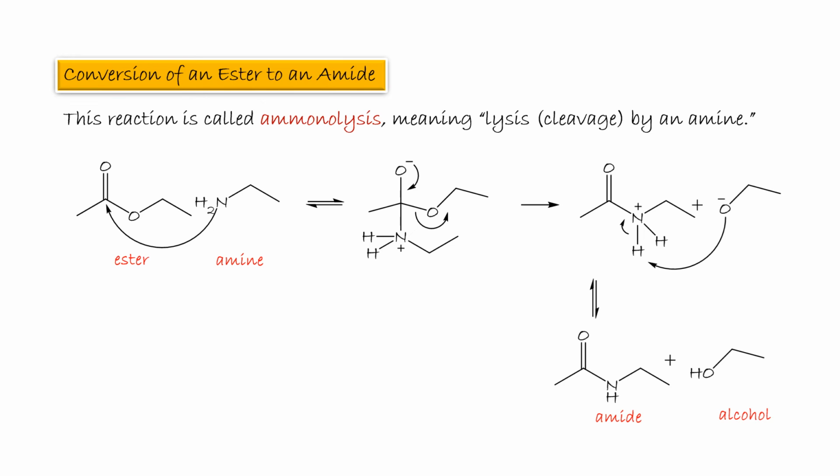Conversion of an ester to an amide, we call this aminolysis. Aminolysis means displacement of the leaving group by an amine, okay? Ester with amine, nucleophilic addition, tetrahedral intermediate, elimination, deprotonation furnishes the amide. If we start with primary amine, we end up with secondary amide.